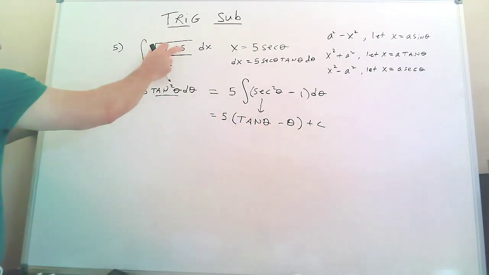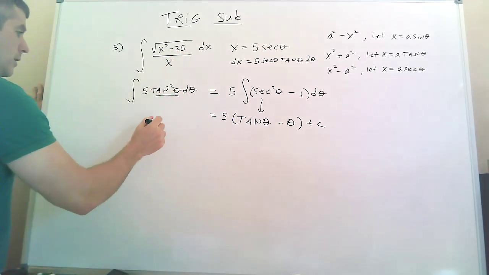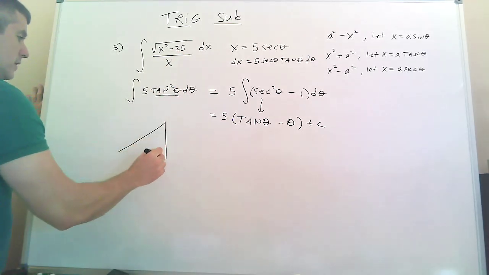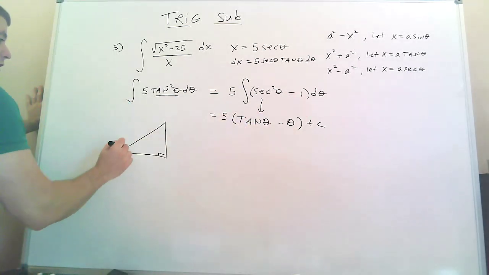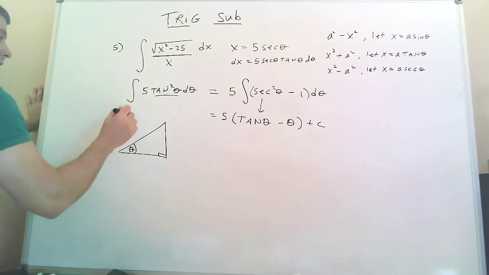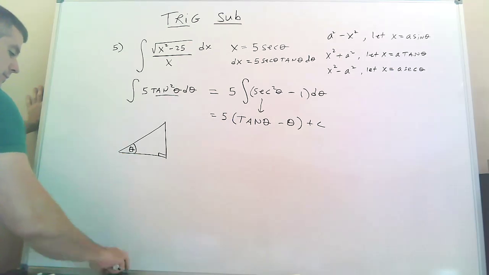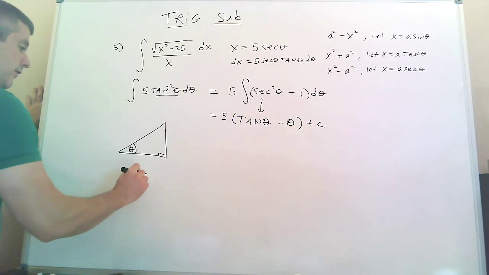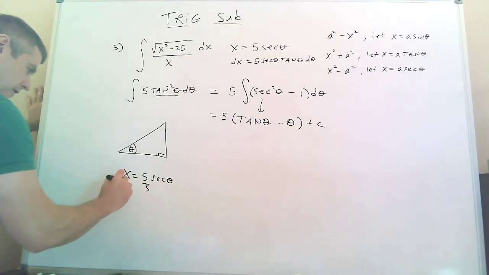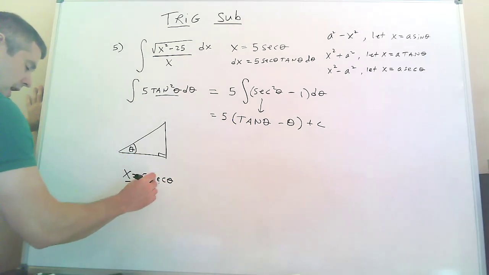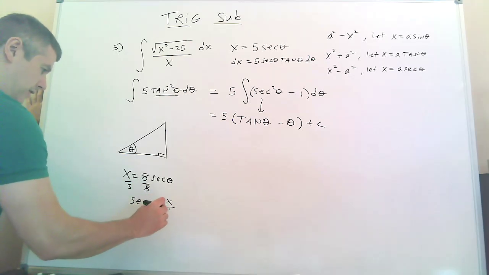But I have to make it look like what I started with, which means I have to put the x's back there. So I'm going to draw my triangle over here, just for convenience. If I make it all the way over there, it's too far from me. So I put my theta here. Now remember, I started this question off with x equals 5 secant theta. If I divide both sides by 5, I get that secant theta is x over 5.